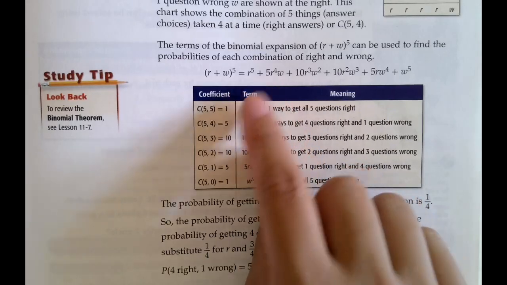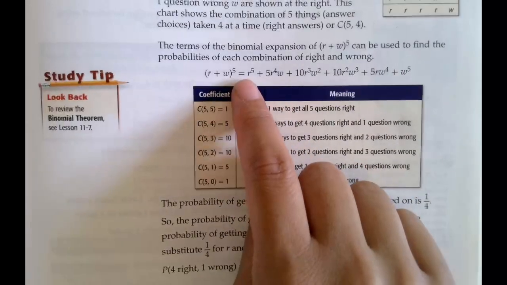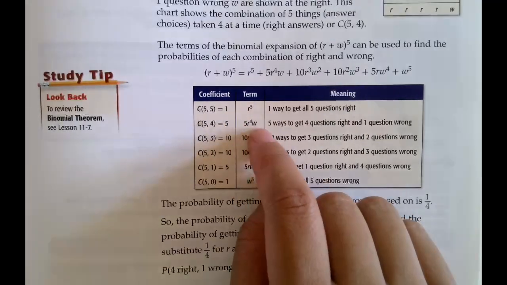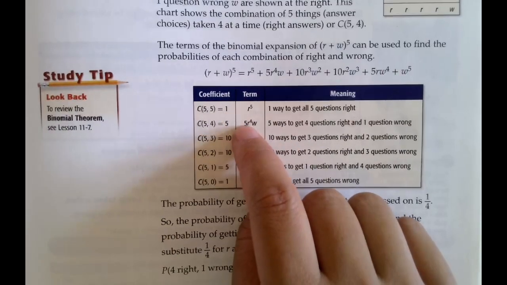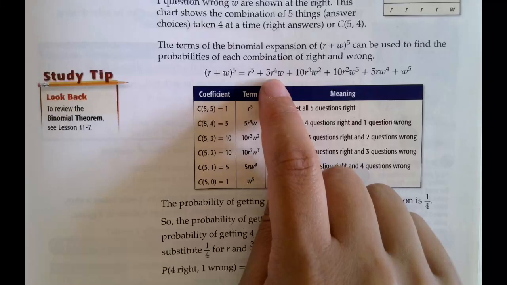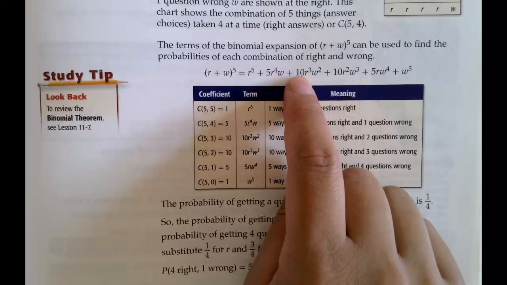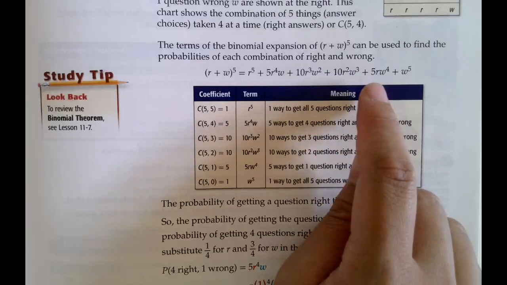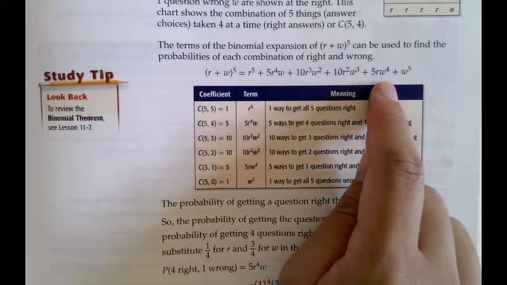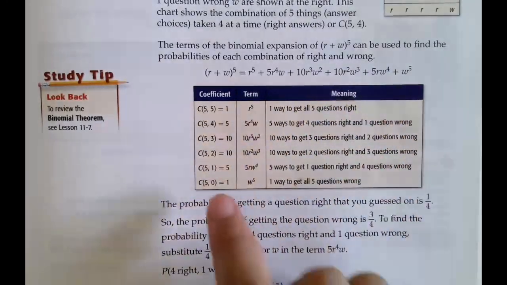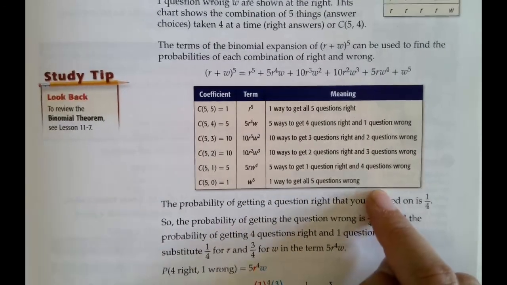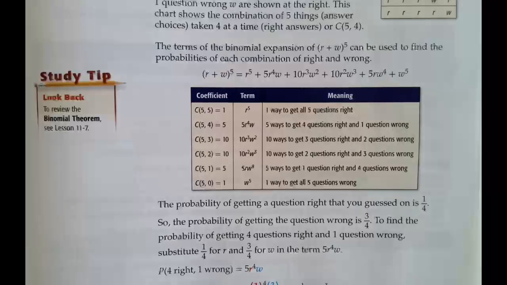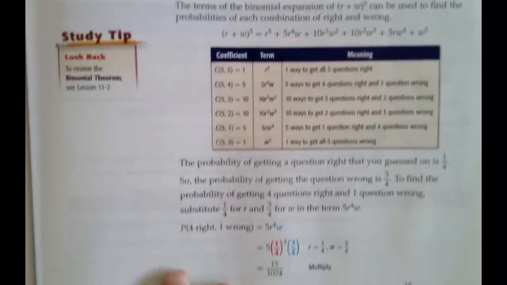So note, choosing 5 rights, there's only 1 possibility. So 5 ways, the 5 here, 5 ways to get 4 right and 1 wrong, 10 ways to get 3 right and 2 wrong, 10 ways to get 2 right and 3 wrong, 5 ways to get 1 right and 4 wrong, and 1 way to get all of them wrong. The other way we can see it is with this combination. We saw that with our binomial theorem.